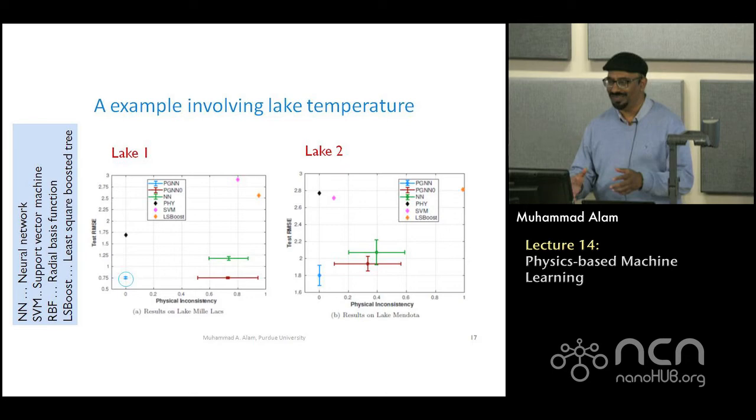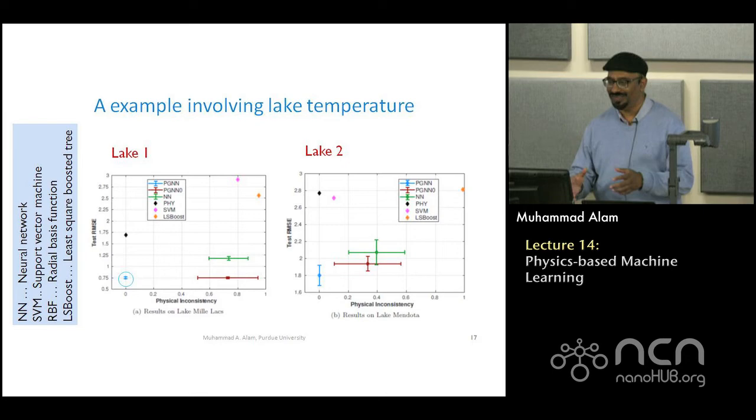So I'll walk you through these two examples, because this makes several important points. The people were thinking about two lakes, where thousands of surface temperature measurements were available in an open database. And so people tried to see how good machine learning would work in this particular system.